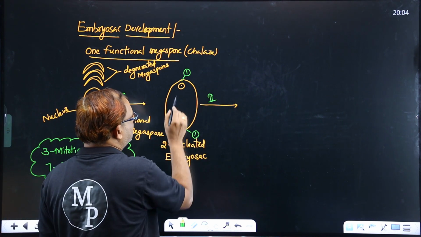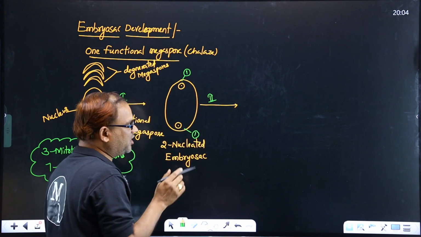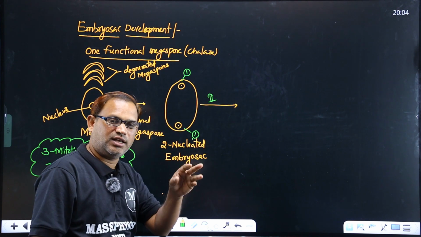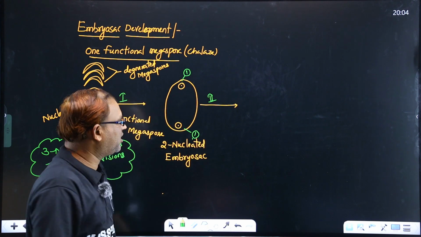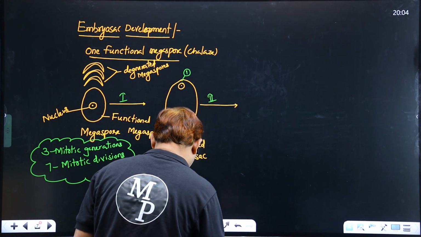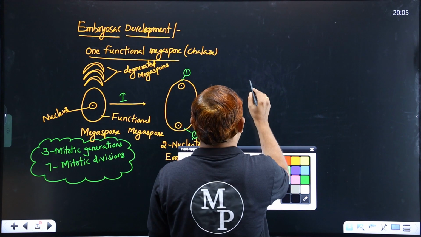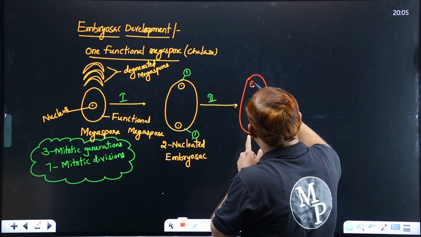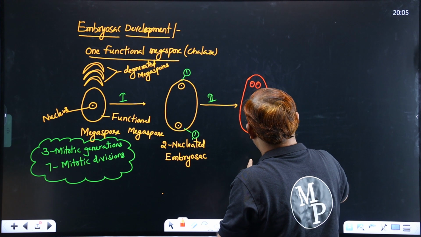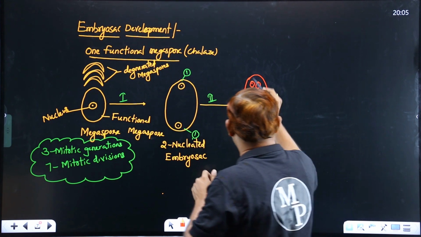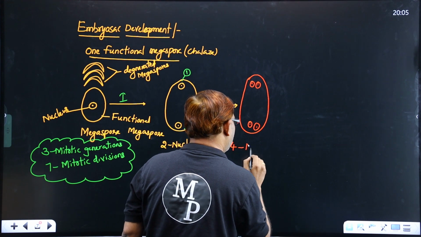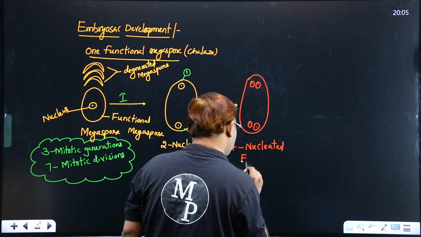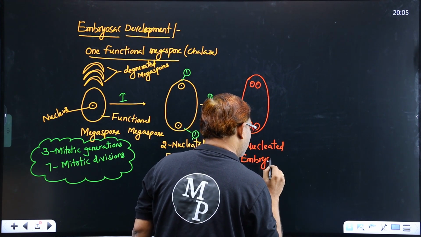Now these two nuclei undergo the second mitotic generation, but with two mitotic divisions, because there are two nuclei. Now what is the result? There is one nucleus here and one more nucleus here, at each pole. This stage is called the 4 nucleated embryo sac. Very, very important. Four nucleated embryo sac.